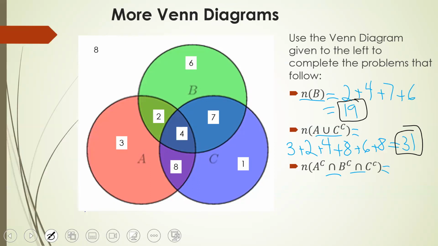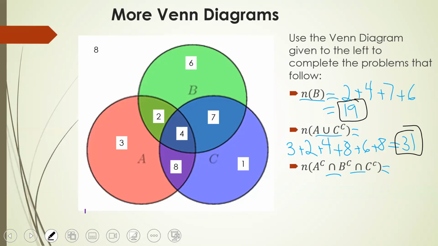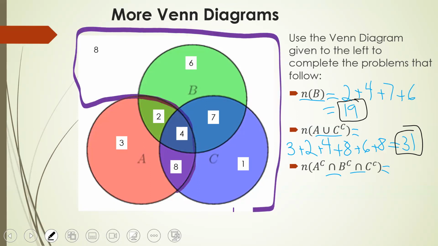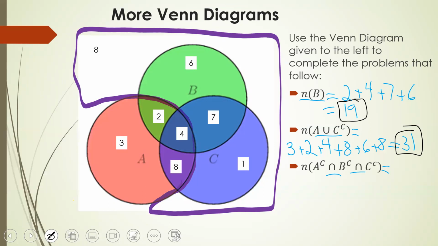So if I look at the first set given in that problem, it talks about A complement, which means we'd be looking at everything outside of A. I'm going to highlight that here in this purple highlighter. So in that case, we're just looking at, so far, this 1, this 7, this 6, and this 8.